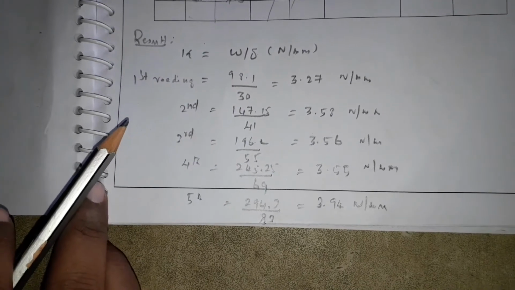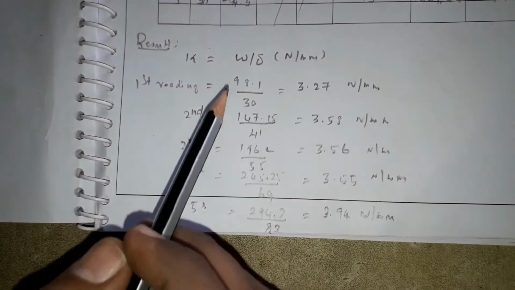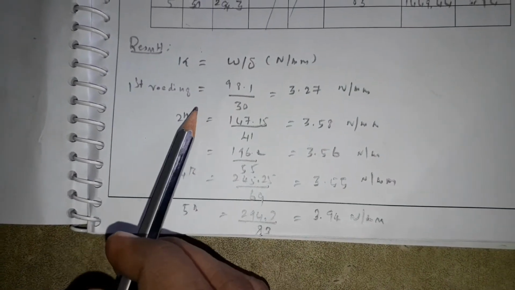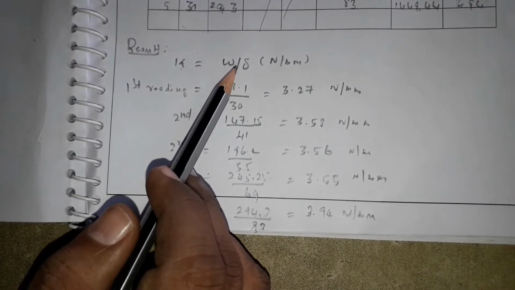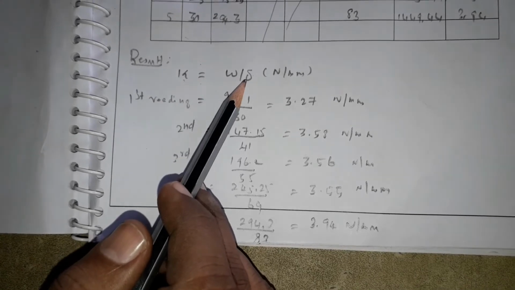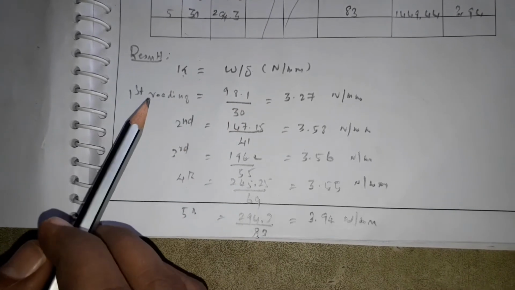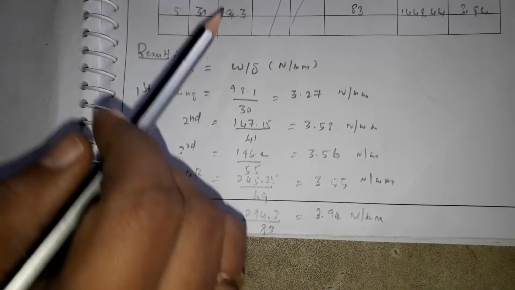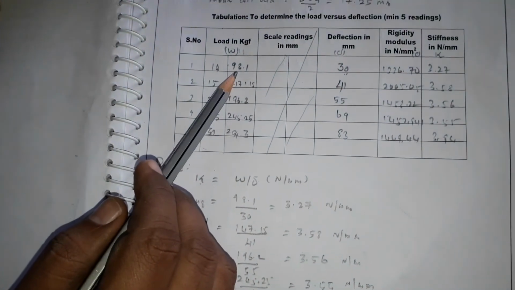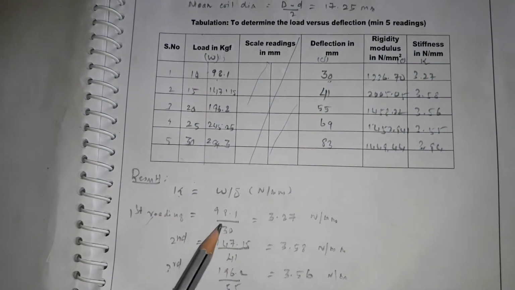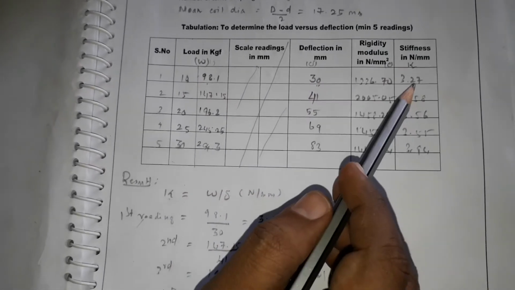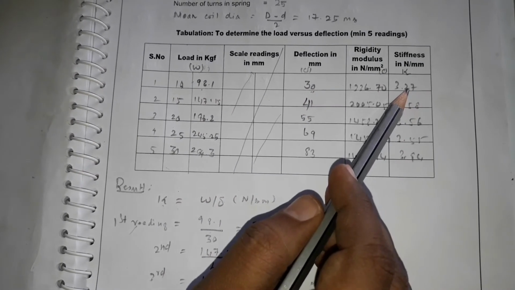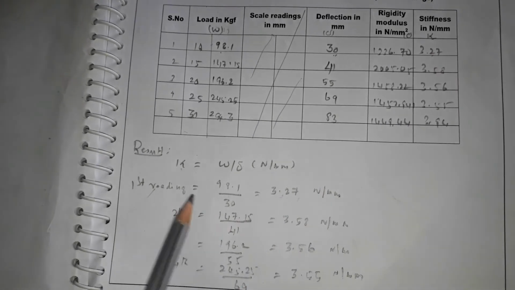So now I am going to do the calculation. This is stiffness in terms of Newton per mm. The formula is K equal to W by delta. W means load, delta means deflection. So the first reading is 98.1, see in this table, 98.1 divided by 30. Okay, the value is 3.27. So substitute in this table. Okay, so 3.27 for reading 1.